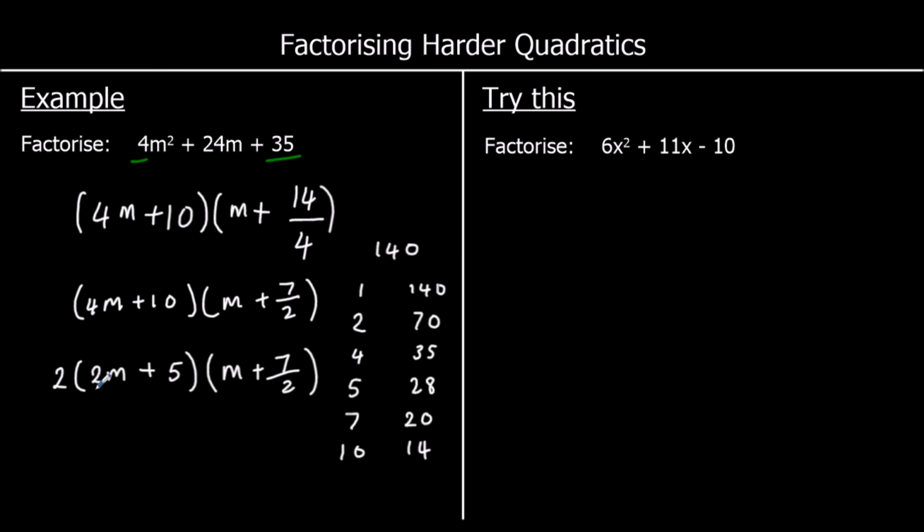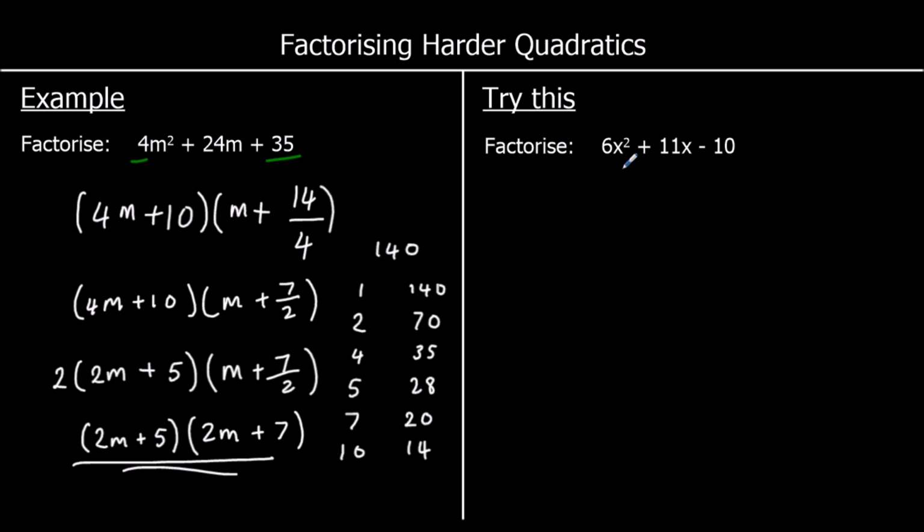And then I can multiply the second bracket by 2 to get rid of the fraction. So I'll have 2m plus 5. So I'm doubling the second bracket. So 2 times m is 2m. And 2 times 7 over 2 is 7. Okay, one of these for you to try, so try and give that a go.